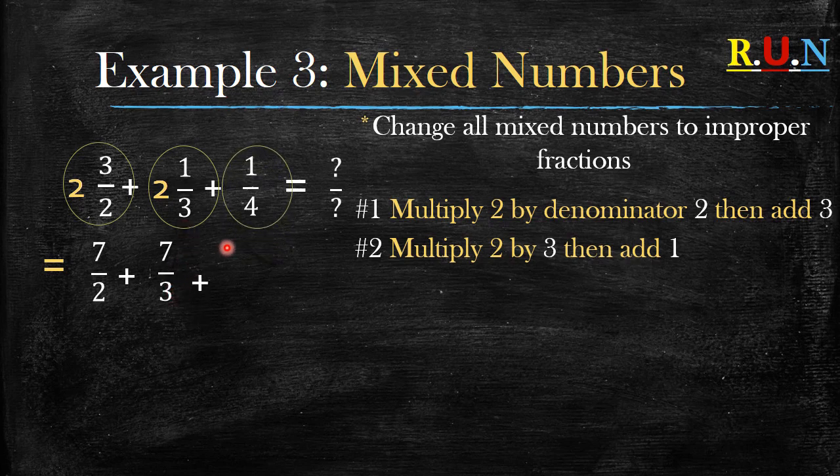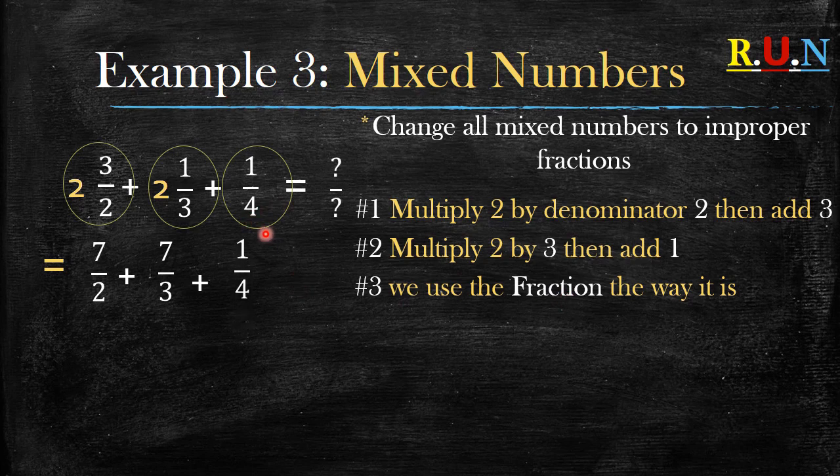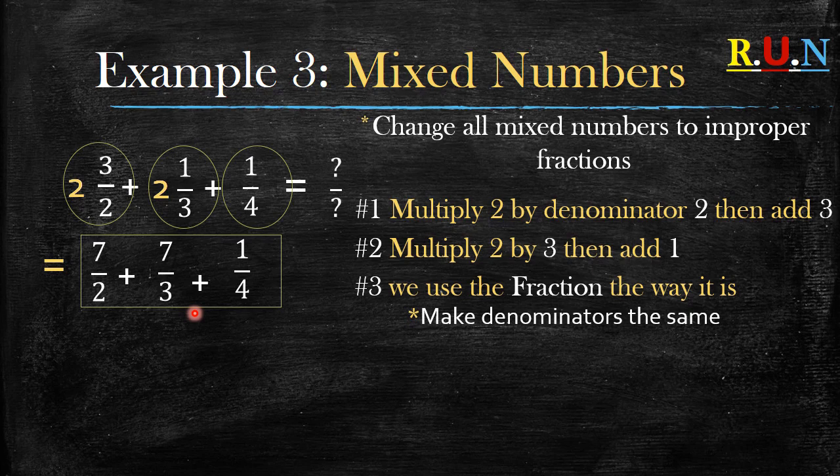Good. Let's look at the third part. We use the fraction the way it is. Okay? So we add it there. Now this part of this sum, what do we do from here? We make denominators the same. Now how do we make this fraction's denominators the same? By using the LCM. Let's start with 2.